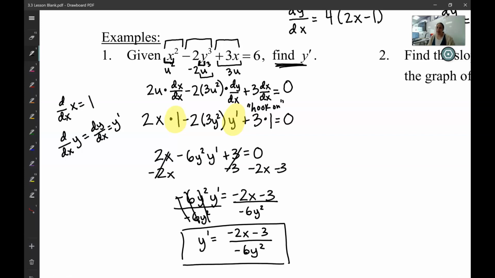It's very different than what we've been doing so far. It's a little strange, but hopefully with a little more practice, you'll get a little more used to this. In the next video, we'll do another practice problem.